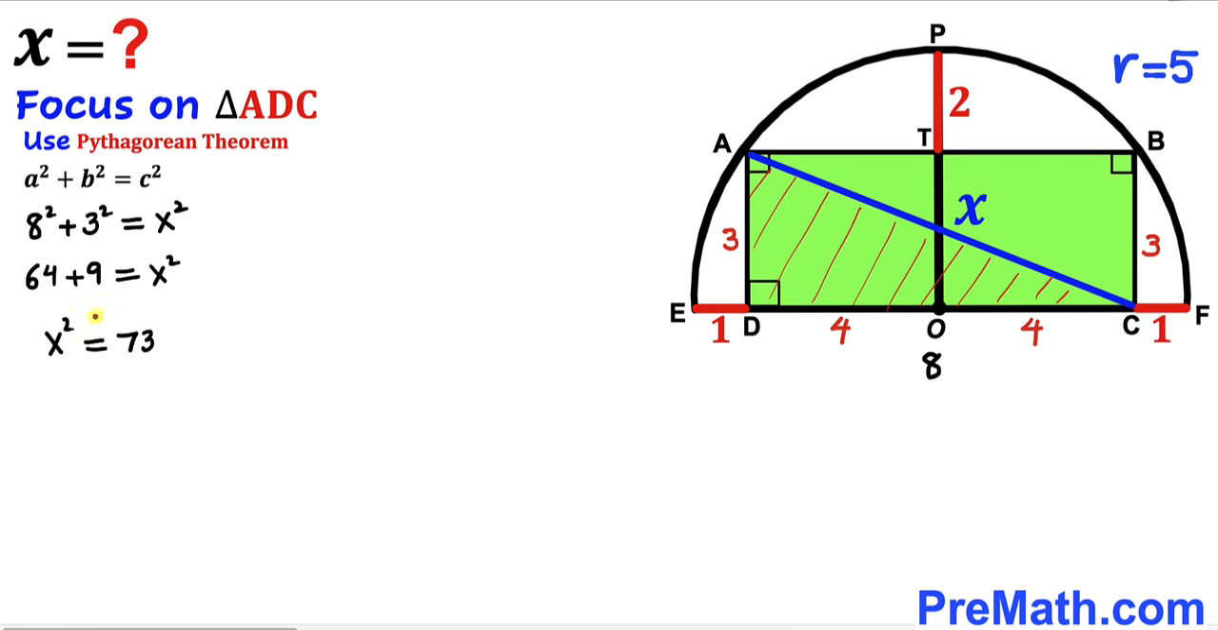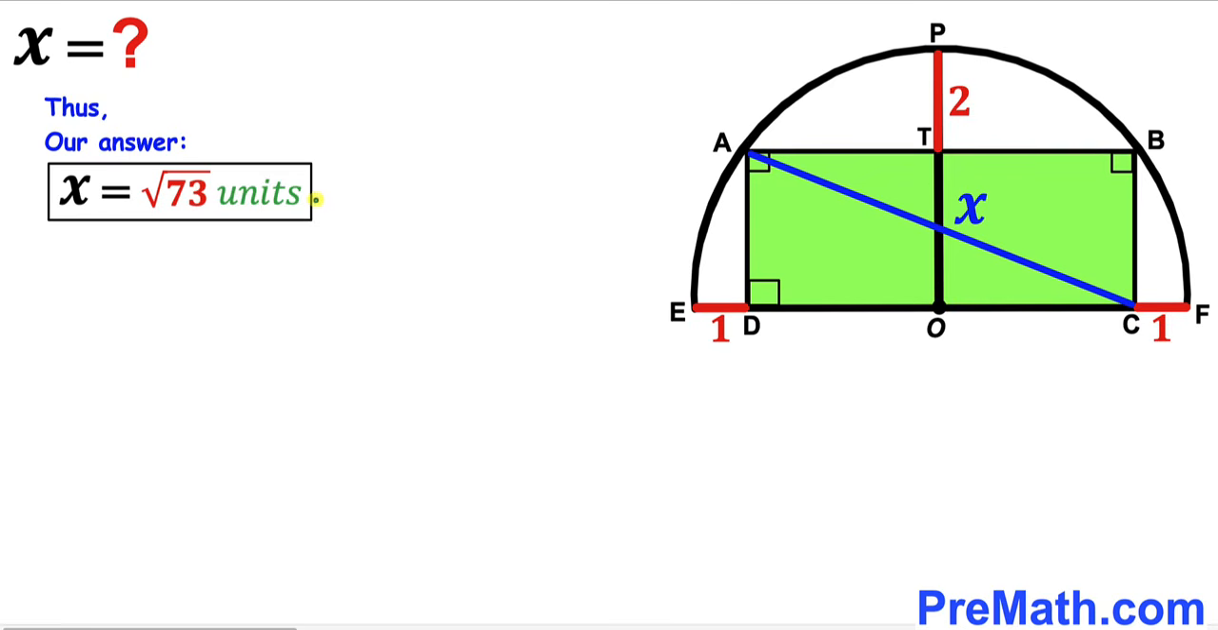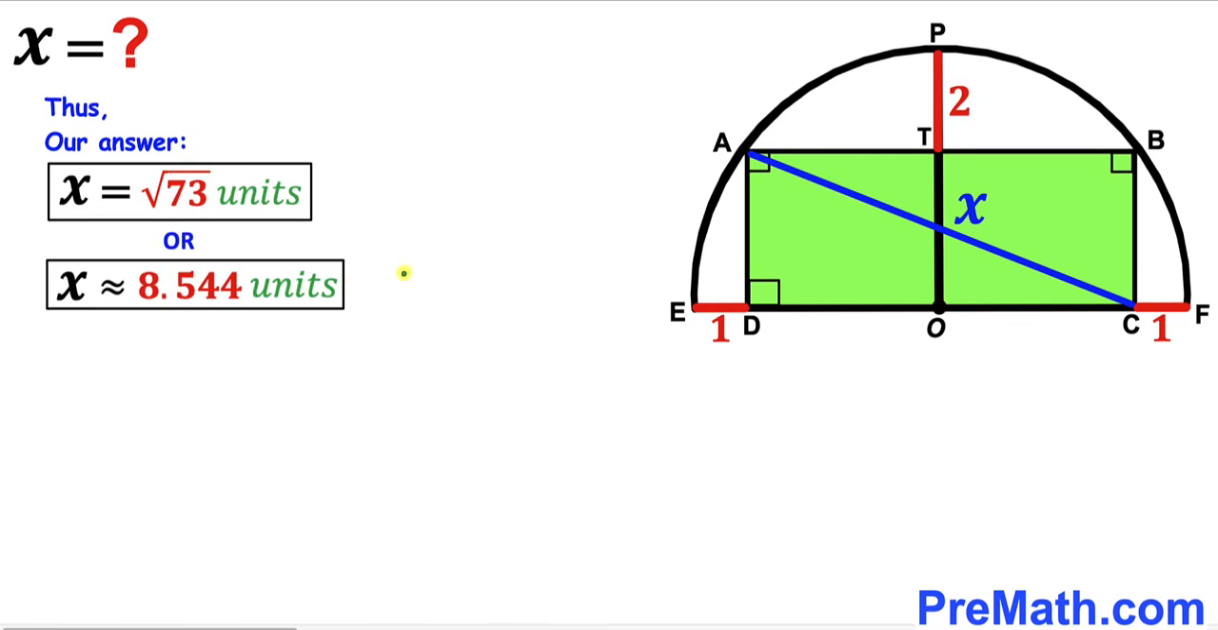And now I'm going to undo this square by taking a square root on both sides. So therefore our x value turns out to be square root of 73 units. So thus after all the calculations and manipulations, our x value turns out to be square root of 73 units. And that is going to be approximately equal to 8.544 units as well. And that's our final answer.